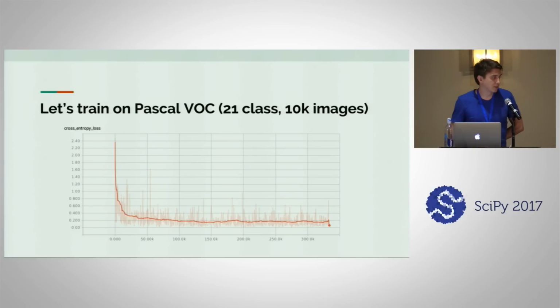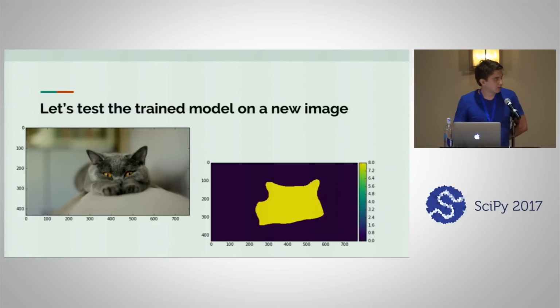We trained this network on the Pascal VOC. It's an image segmentation dataset with 21 classes, and it contains 1,000 images. And you can get predictions similar to this. So if you compare it to previous results, this segmentation is very accurate and it looks nice.